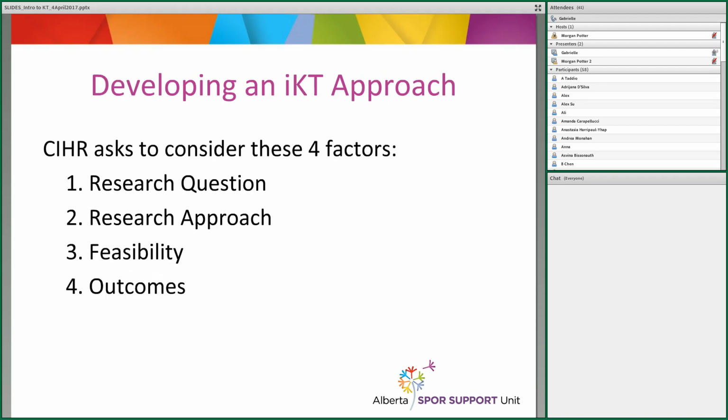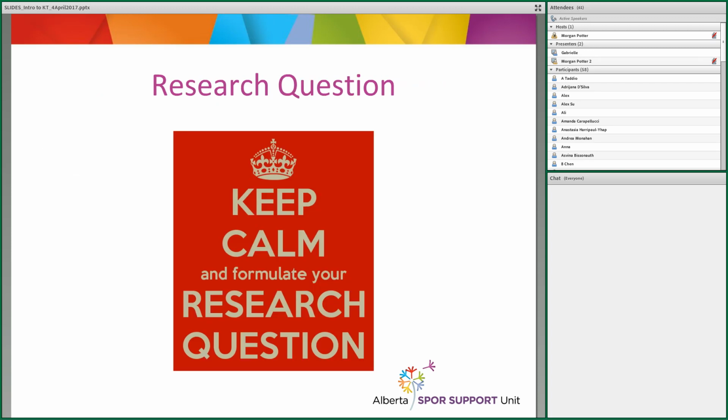So in developing an IKT approach, the CIHR asks you to consider these 4 factors, which we'll go through in a little more detail. An important objective specific to an integrated KT project is responding to a problem or knowledge gap identified by your knowledge users. So your research question should be developed with your knowledge users. It needs to be clearly articulated and be clear about the origin of the research question. Why is it interesting? Who is interested in it? How do your knowledge partners view it? And what potential benefit does it bring to the knowledge users?